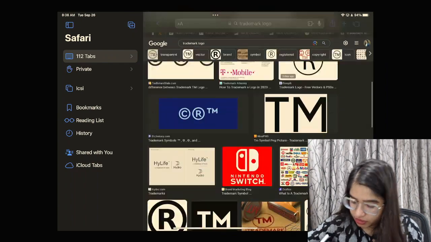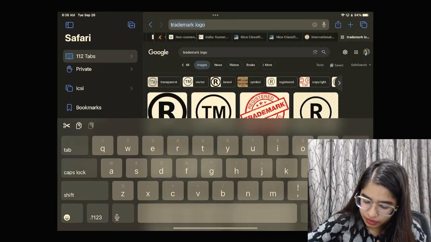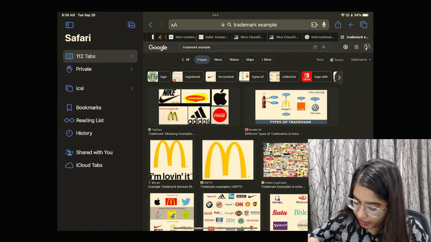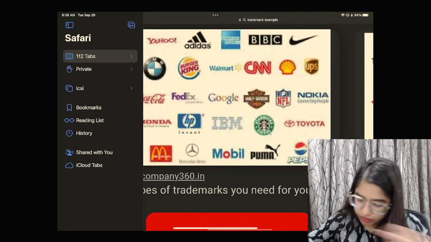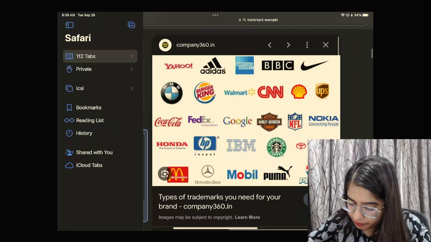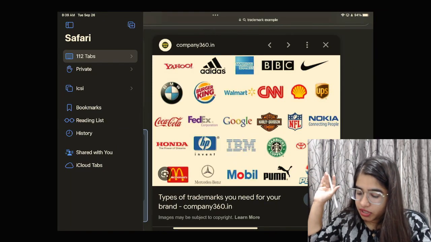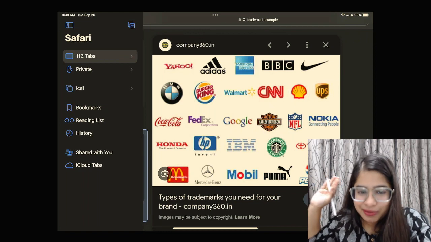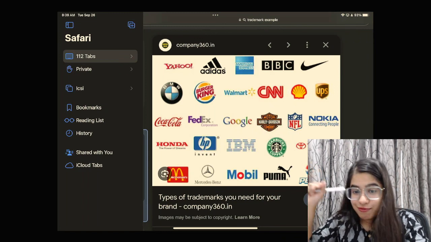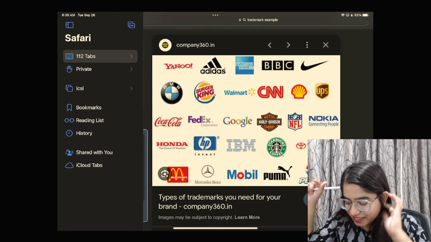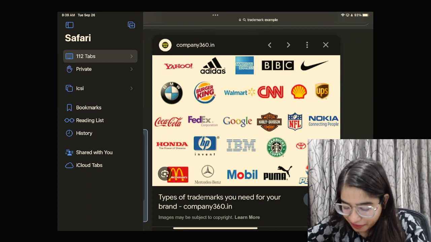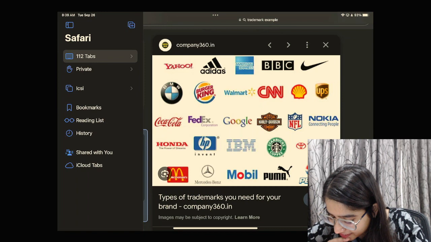Let's just simply, ye to trademark ka logo aa gaya. Let me show you different trademarks. Okay, guys, very good example. See here, you can see a lot of names here. Walmart, yes. Burger King. How many of you like Burger King? Coca Cola. Honda, yes. Puma, whatever. Mercedes Benz, Nokia, CNN, BBC, Yahoo, BMW, FedEx. Yes. Harley Davidson.